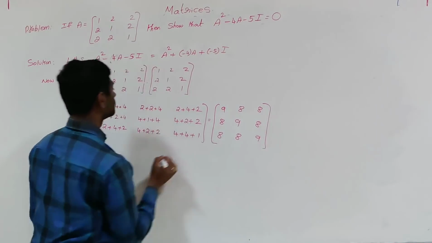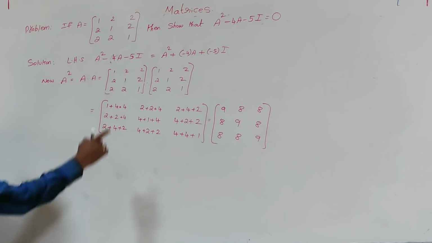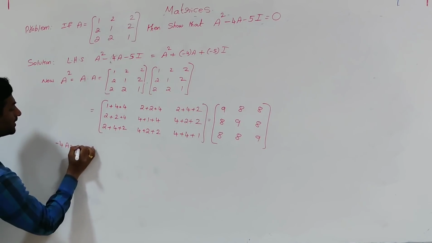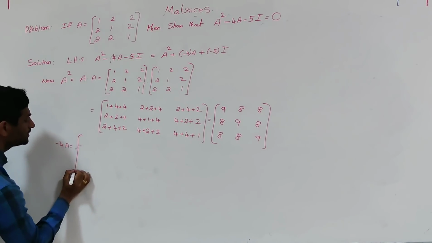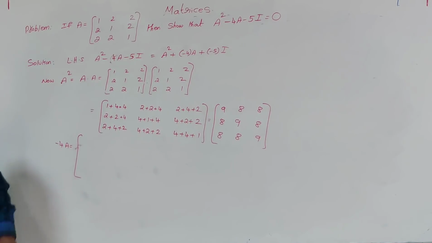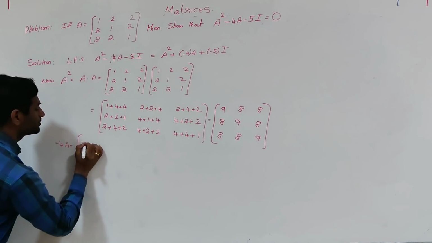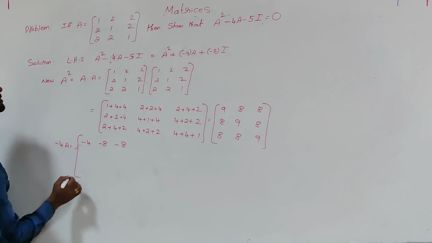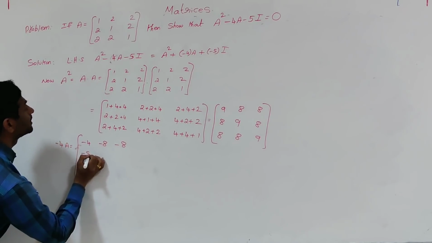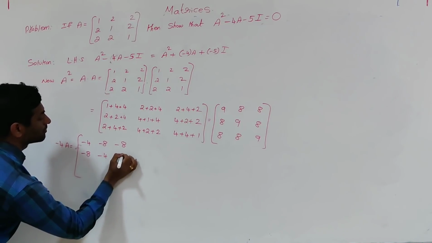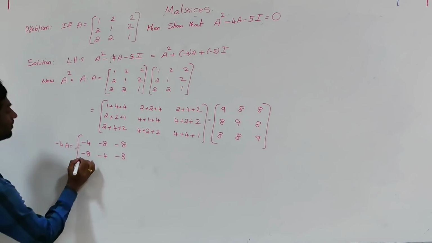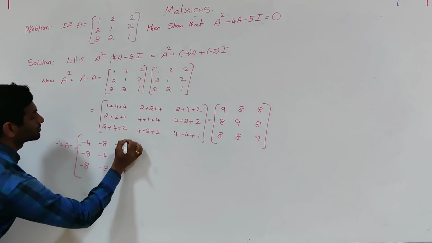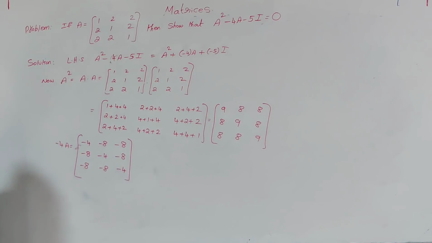So this is the matrix A square. Now we will see what is minus 4A. Minus 4 is multiplied to each and every element of matrix A. That gives minus 4, minus 8, minus 8. Next, minus 8, minus 4, minus 8. Minus 8, minus 8, minus 4. That will be the minus 4A matrix.